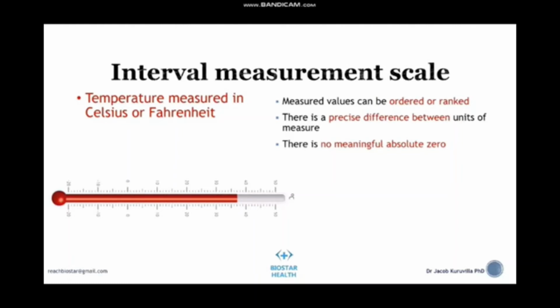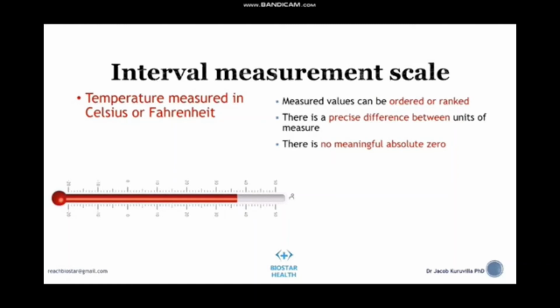If I collect the value of temperature on a Celsius scale or a Fahrenheit scale, we can see that we may get values such as 37.5, 20, 25, 10 degrees Celsius, etc. Here the measured values can be ordered or ranked. We can calculate the precise difference between the values, but there are some disadvantages of the interval measurement scale.